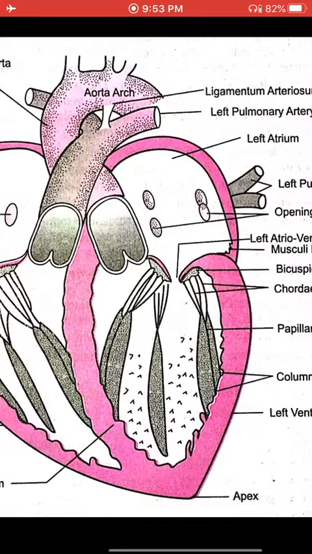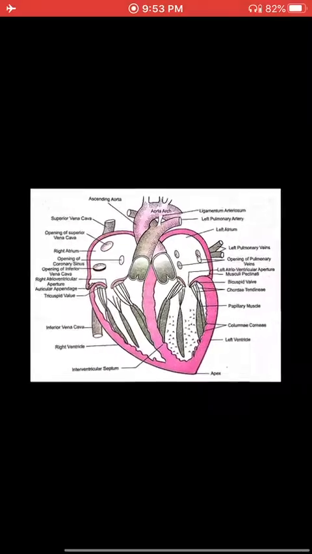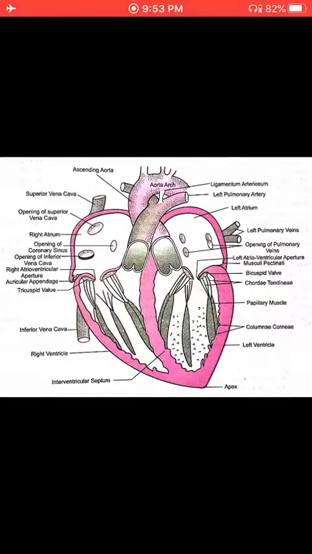So this is all for the day. This is all about the human heart. The remaining working we will be studying in the next class.